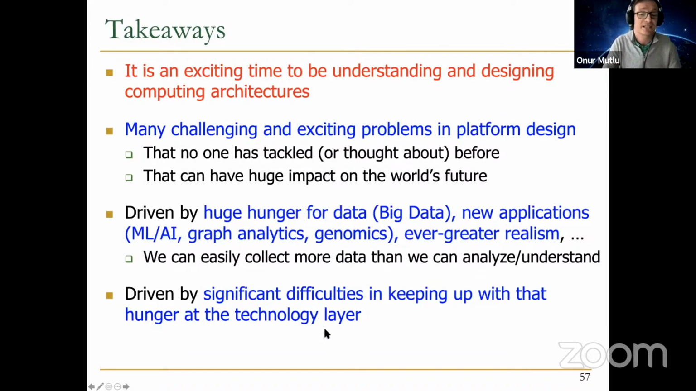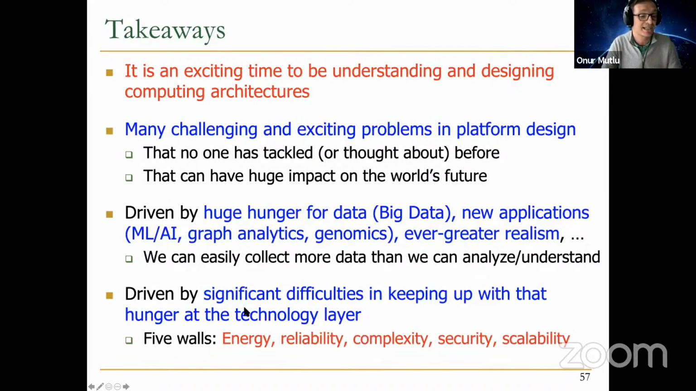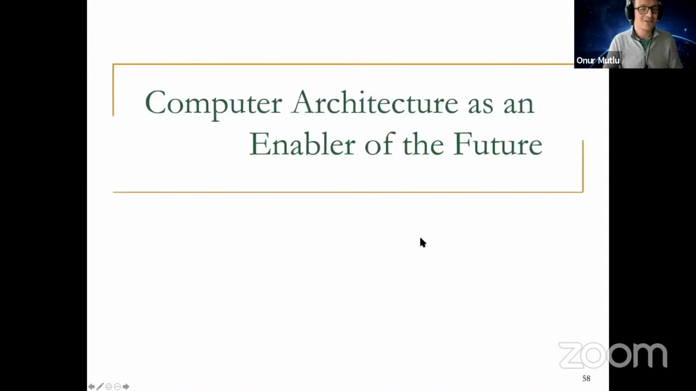Also, there are significant difficulties at the technology layer that I showed you with RowHammer and refresh, but there are other issues like energy, reliability, complexity, security, scalability. So hopefully you're motivated. We're actually still at the introduction part of the course. We're going to go into the real material with the labs today. But let me finish with this one.